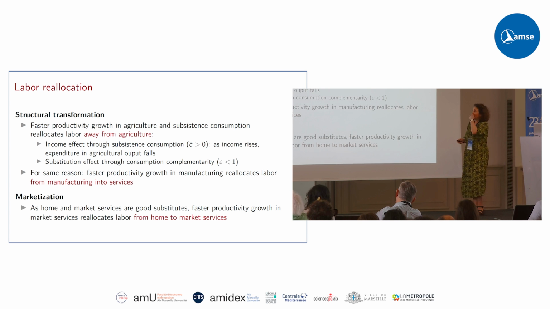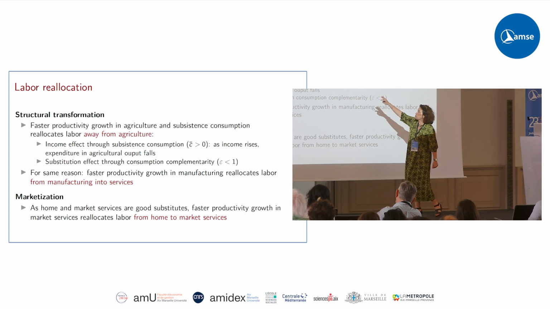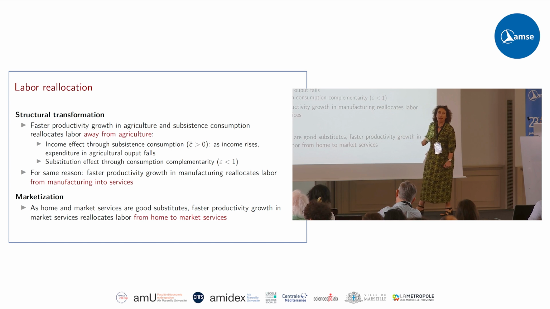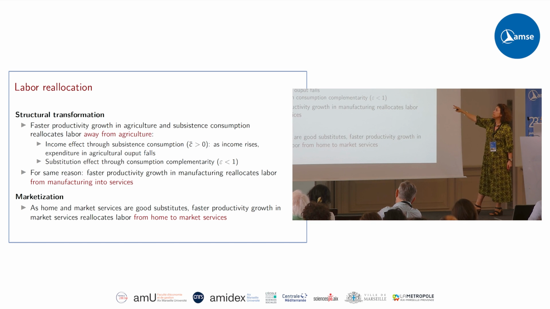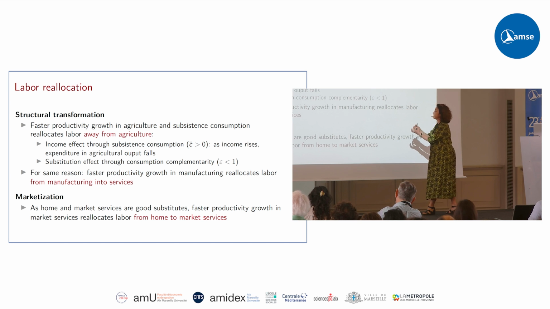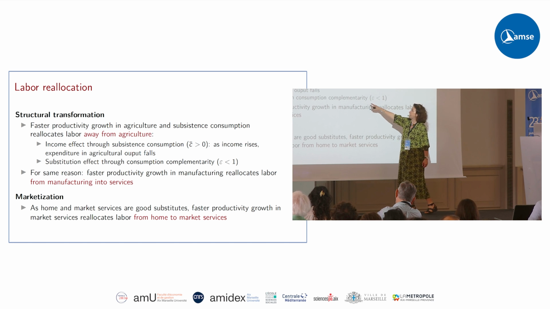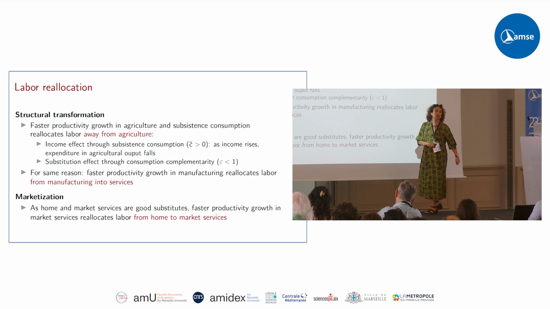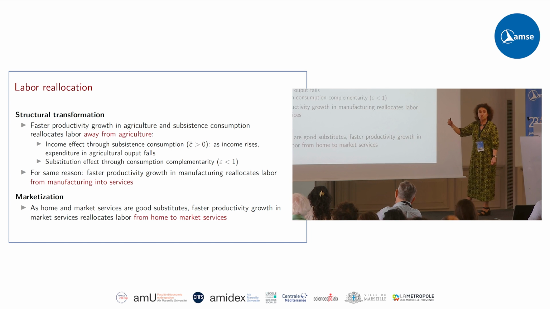So labor reallocation in this model, just to recap: structural transformation happens when, for example, faster productivity growth in agriculture and subsistence consumption reallocate labor away from agriculture. This happens through income effects, as the share of agricultural expenditure shrinks, and through a substitution effect via consumption complementarity, because agriculture and services are poor substitutes. For the same reason, you can compare manufacturing and services. Productivity growth is higher in manufacturing than services. These things are poor substitutes. Over time, you shed labor from manufacturing into services.